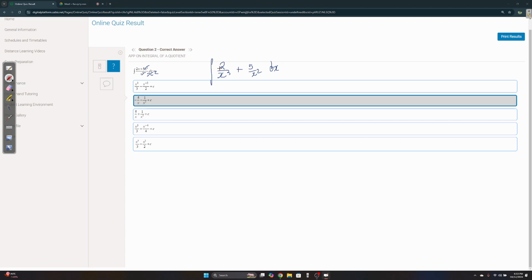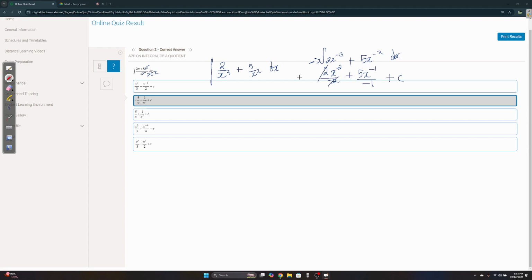Integral. You can't leave the x down, so it's going to be 2x to the minus 3 plus 5x to the minus 2 dx, and integrate. 2, x down. Add 1, you get minus 2, divide by your new power. 5, x down. Add 1, minus 1. Divide by your new power, plus c.